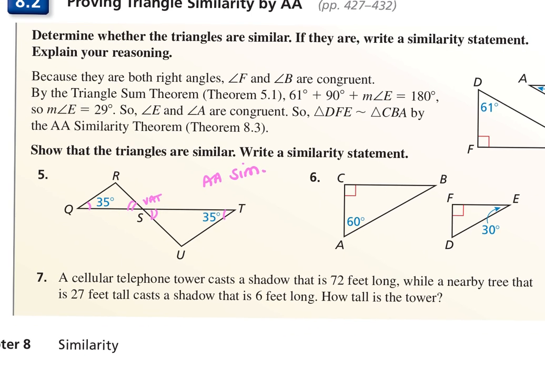Similarity statement is which triangle. So triangle QRS would be similar to, now we went Q first, which matches T, so T has to go. R was the one that wasn't marked, which would be U, and S is this double arcs, or the vertical angles. So the order of that is important.